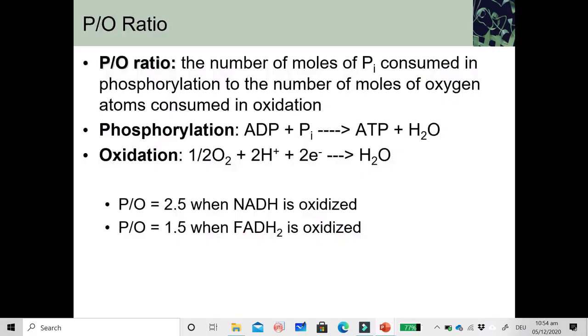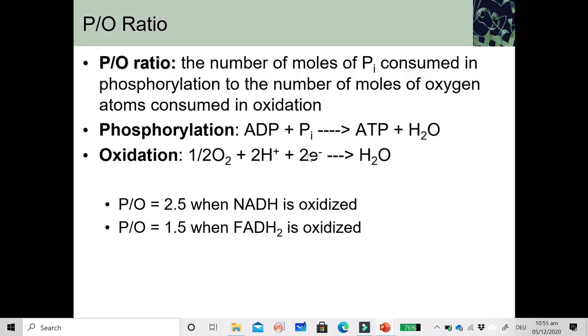All right. Now, there's a quantity called the P to O ratio. P here corresponds to the number of moles of inorganic phosphate, and O, the number of moles of oxygen atoms. In the phosphorylation, the number of moles of inorganic phosphate consumed is equal to the number of moles of ATP produced. While in the reduction of oxygen, 1 mole of oxygen atoms is 1/2 mole of oxygen molecules, and it entails a reduction of O2 by 2 electrons.